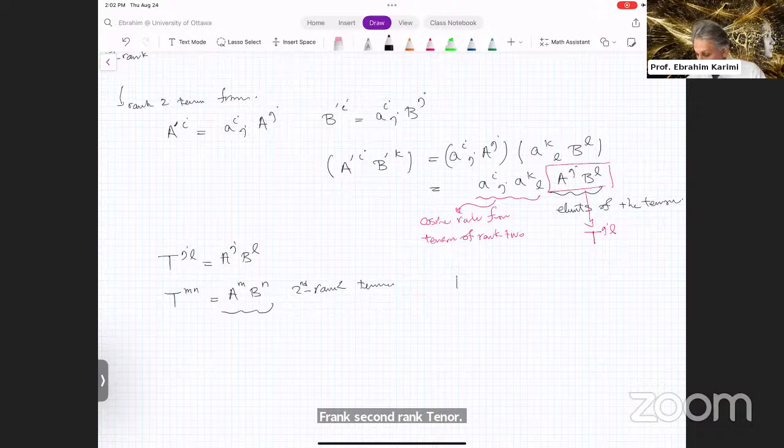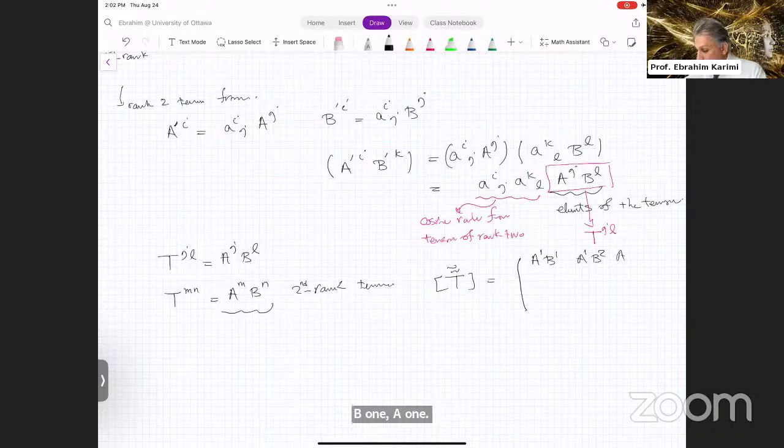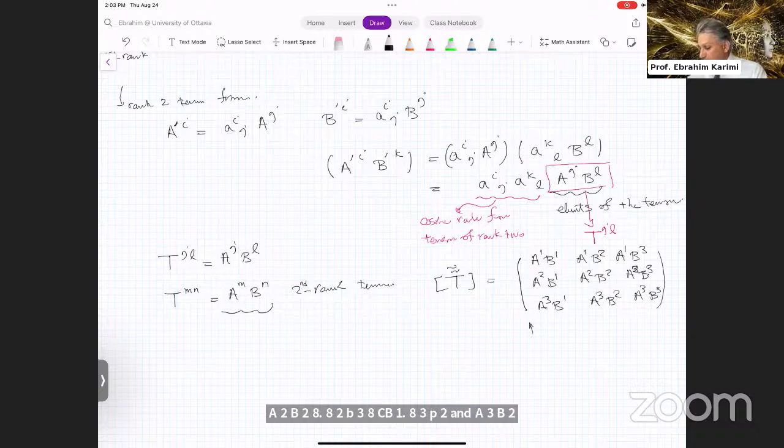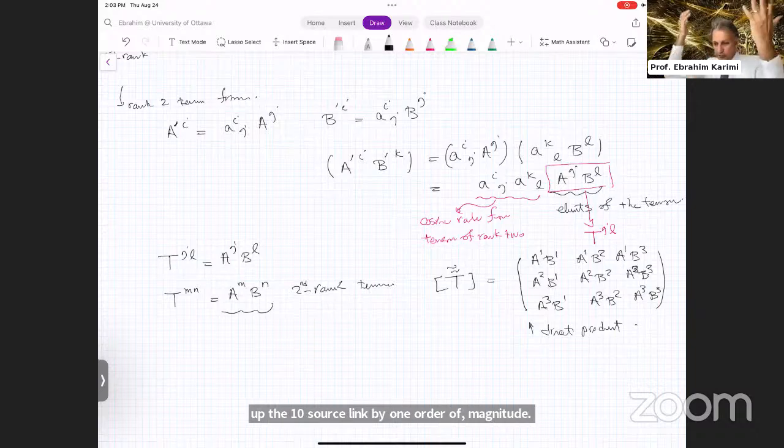And indeed, if you want to expand this T tensor in matrix notation, it will be A1B1, A1B2, A1B3, A2B1, A2B2, A2B3, A3B1, A3B2, and A3B3. This is what we call the direct product, which brings up the tensor rank by one order. You take the two vectors, do the tensor product, and you bring up the rank.